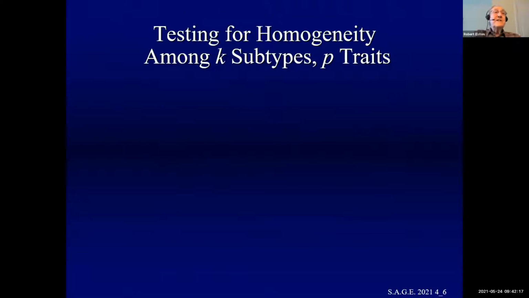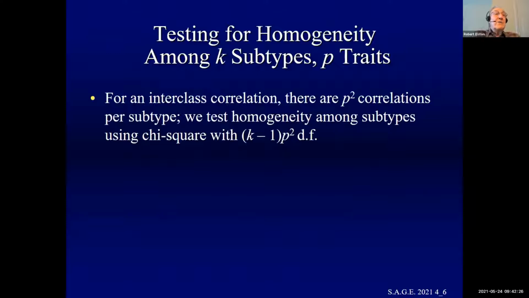Now, we talked about testing for homogeneity among the K subtypes when you have P traits. And what you have to know is that for an interclass correlation, there are P-squared correlations per subtype. Remember, subtype is determined by the sexes of the individuals. So we test homogeneity among subtypes using a chi-square with K minus 1 times P-squared degrees of freedom. We showed you some results that gave you some chi-squareds and degrees of freedom, but never told you how we obtained those.